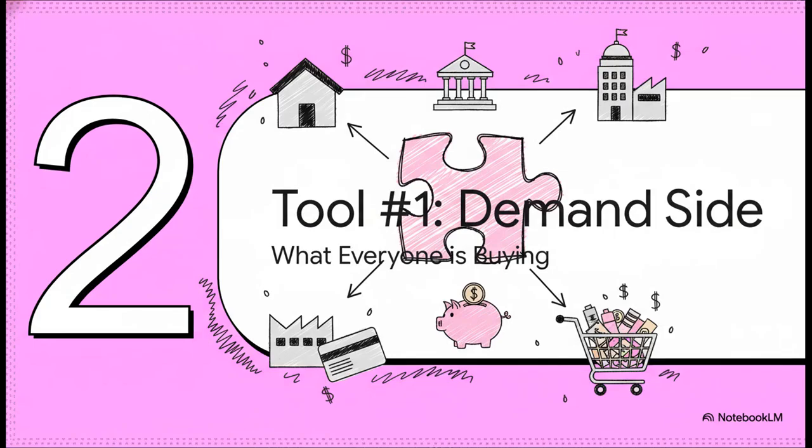All right, let's grab our first tool for the toolkit. This is the demand side of the economy. Think of it as a chart of the entire country's spending habits, basically everything that we, plus businesses and the government, are ready to buy. We call this aggregate demand.